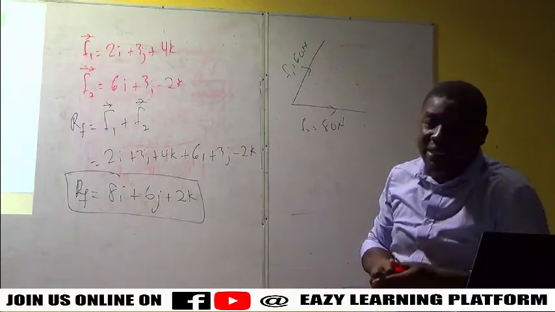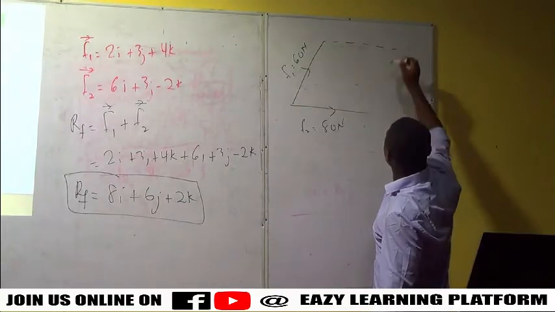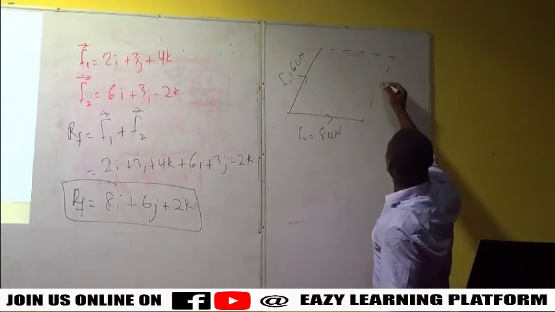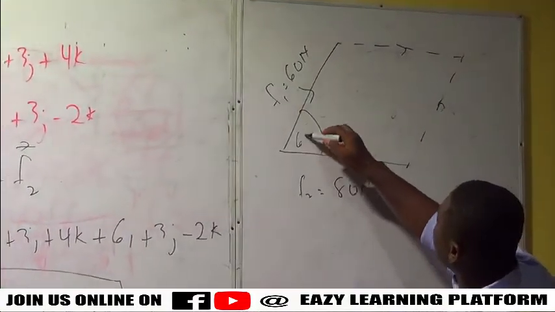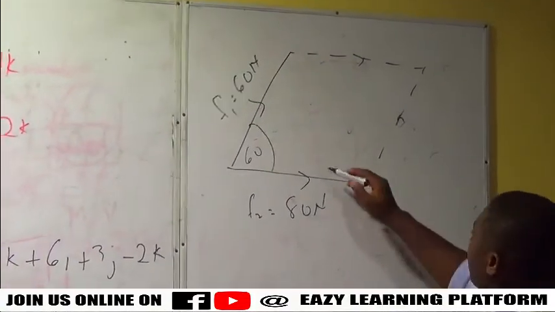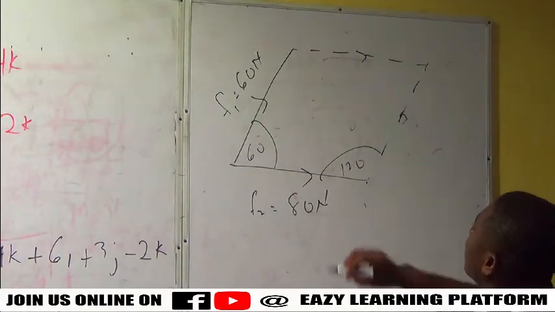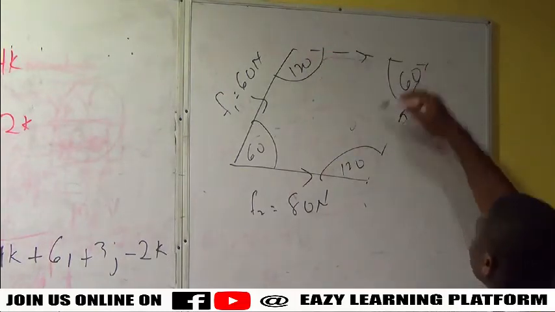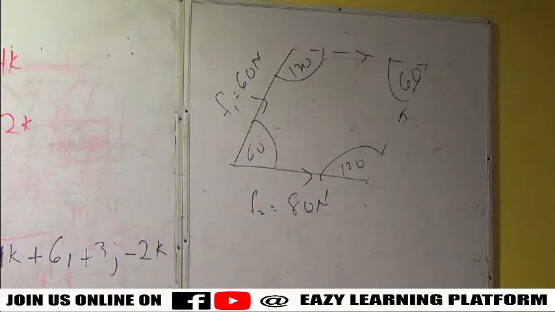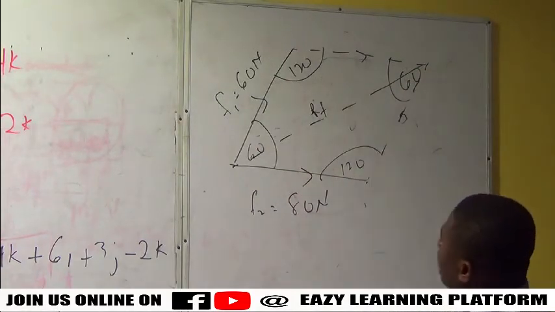You have to complete the parallelogram. So let's complete the parallelogram. So this side and this side are the same. Let's say we know the angle to be 60 here. That means that we're going to have 180 minus 60, which will give us 120. This side will also be 120. This side will be 60. It means that our resultant force is going to be from here to this side, Rf.